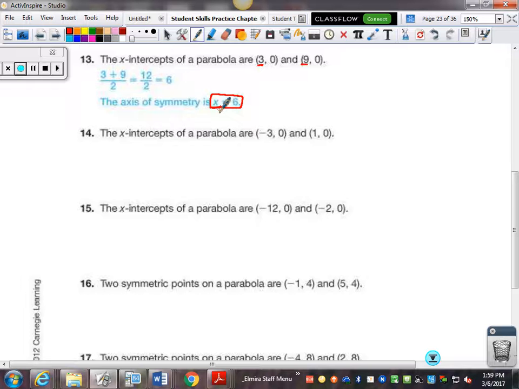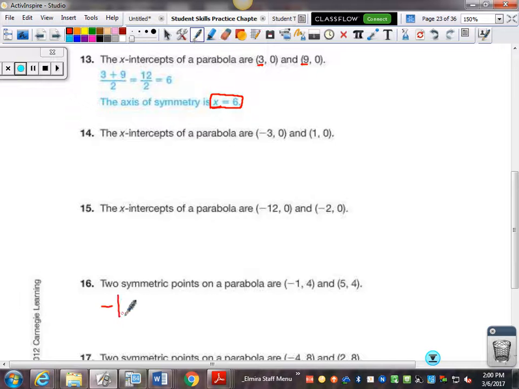Actually, let me skip down. Number 16. It doesn't have to be intercepts. It can be just any two symmetric points. Symmetric points have the same y value. But the x values are the ones we're working with. So negative, except I drew over that so I don't remember what it is now. Right, negative 1 and 5.